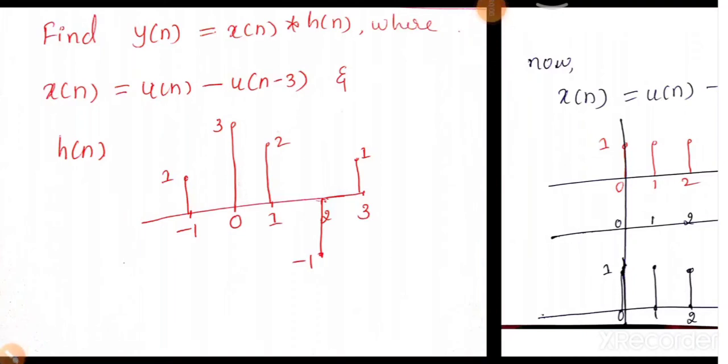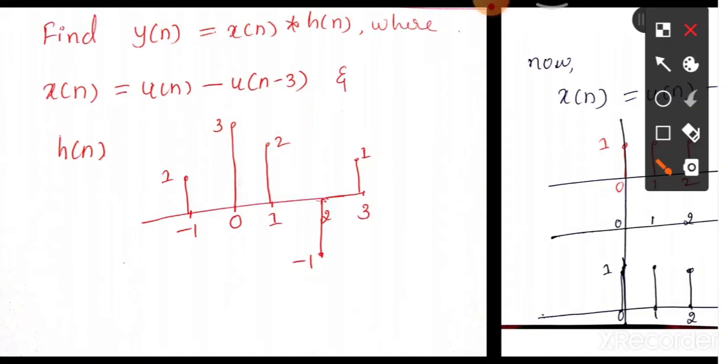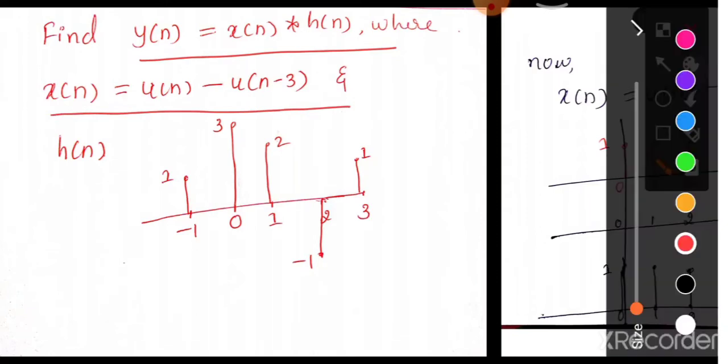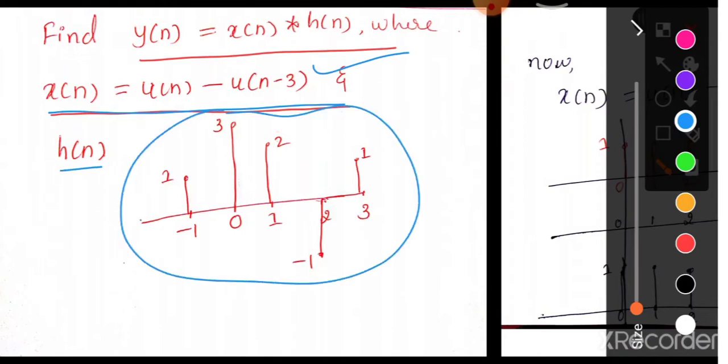Today we are going to discuss the numericals on discrete time signals. Okay, so those convolutions we are supposed to find out. Let's take the first numerical: find y of n, which is equal to x of n convolution with h of n, where x of n is this signal. Okay, x of n is equal to u of n minus u of n minus 3. They have given it in the form of an equation, and h of n they have given in the form of a signal. Okay, that is the signal.